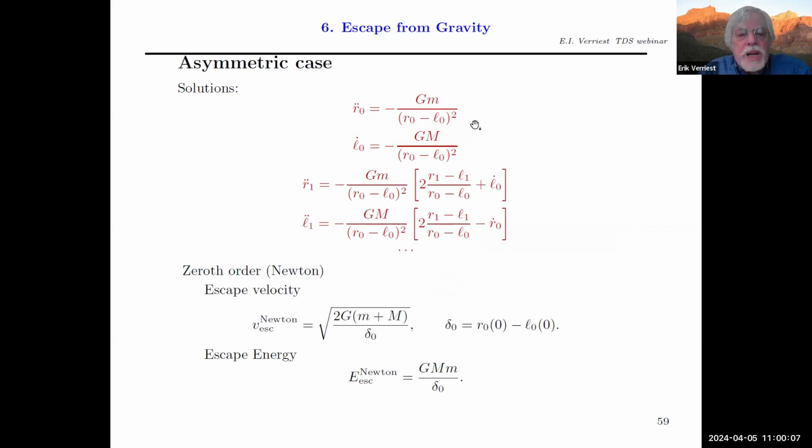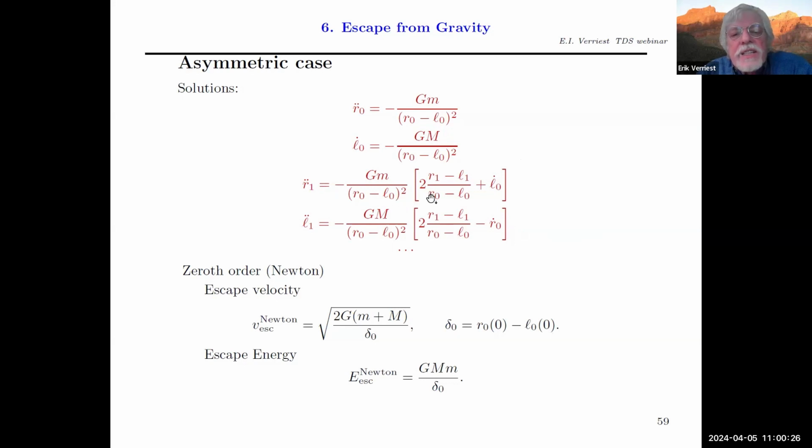order term, that's the Newtonian approximation. And then I only show here the first term. The second term is also computed, but somewhat more complicated. It's quadratic. It's actually a Riccati equation.